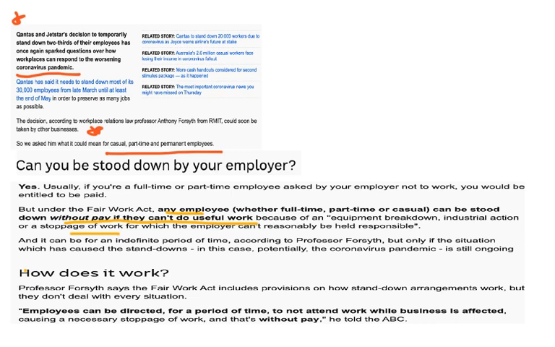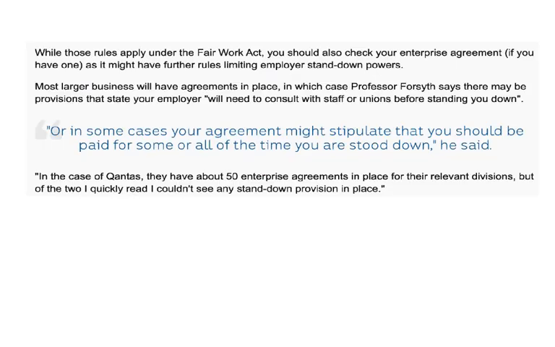So if we look down here further, how does it work? Obviously the Fair Work Act provides provisions on stand-down agreements, but they don't deal with every situation. I'm pretty sure if you look at any agreement or any act, there's probably nothing about the coronavirus itself. So in this article, the professor advises that anyone should check their enterprise agreement. And I'll show you the education enterprise agreement in a moment.